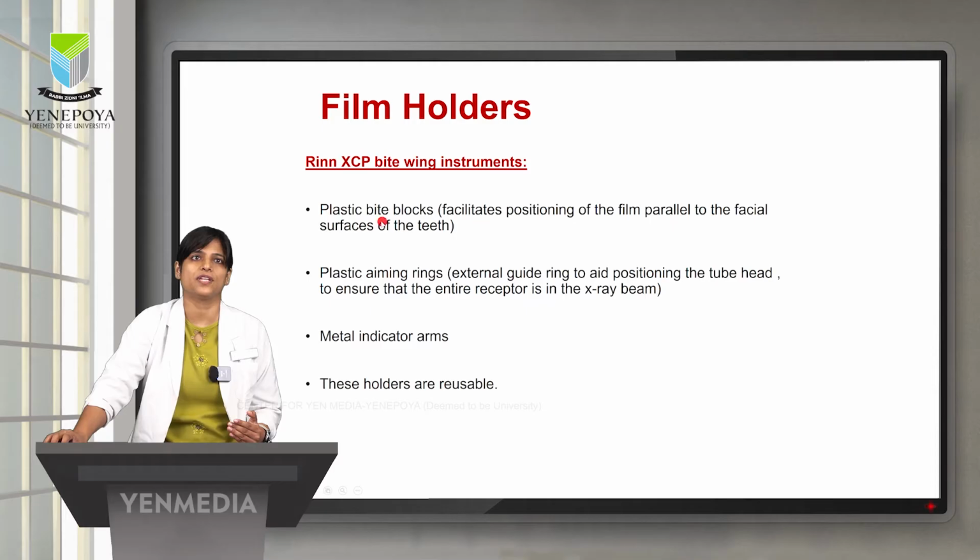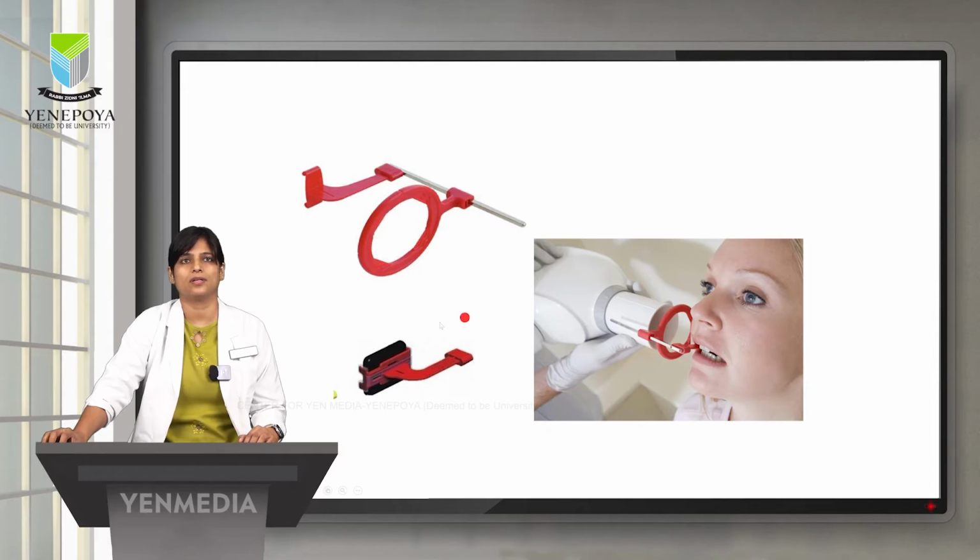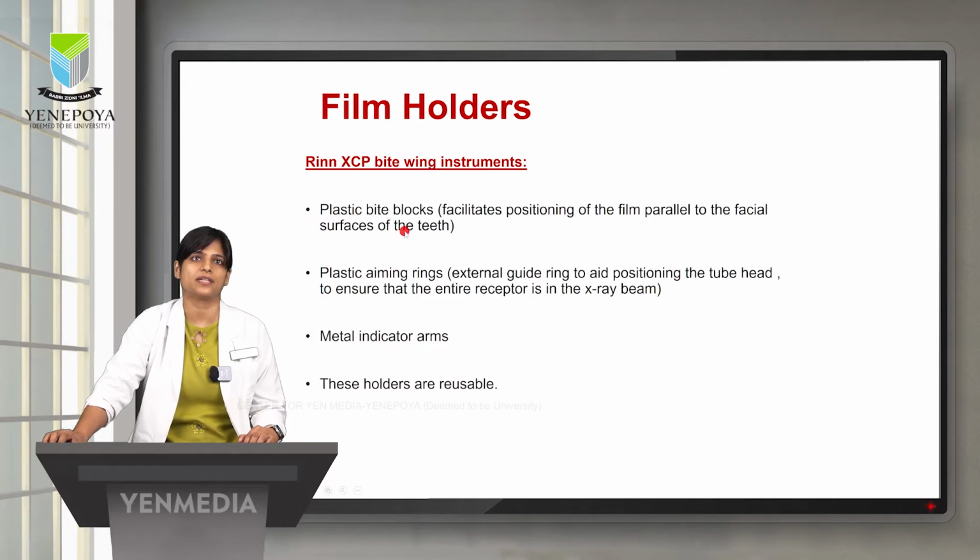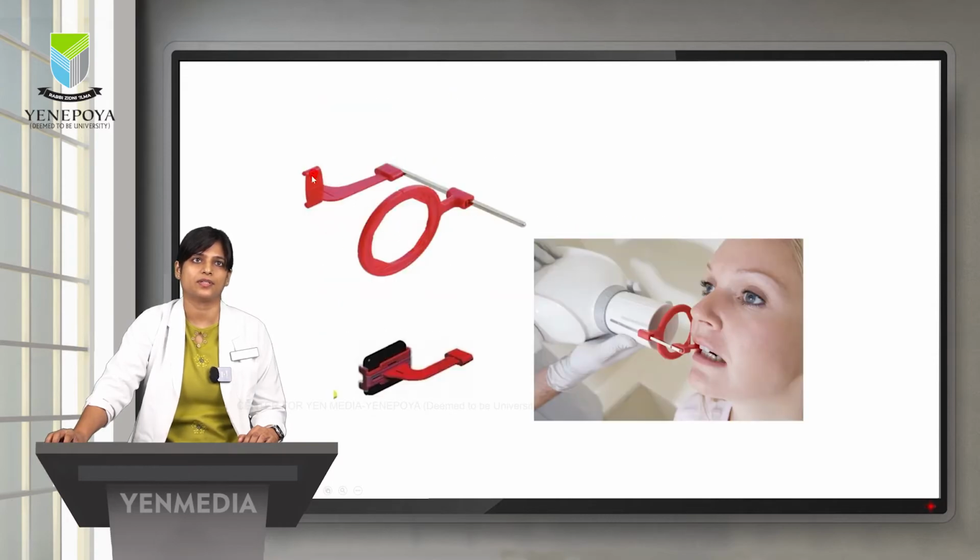It mainly consists of three things: the plastic bite block, the plastic aiming ring, and the metal indicator arm. You can see over here the whole structure, and the plastic bite block is this piece over here. In the bite block the film is held in place, and the patient bites on this area.